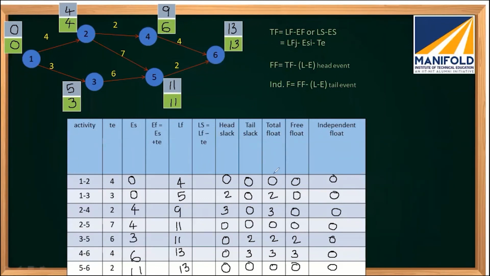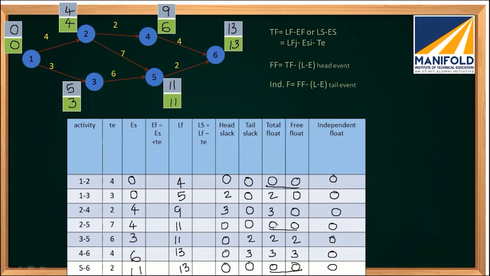So here you can see that this is the total float. This is the free float. So this is 0. Now this is not 0. This is not 0. This is 0. Now this is not 0. This is not 0. This is 0. So these three activities constitute the critical path.